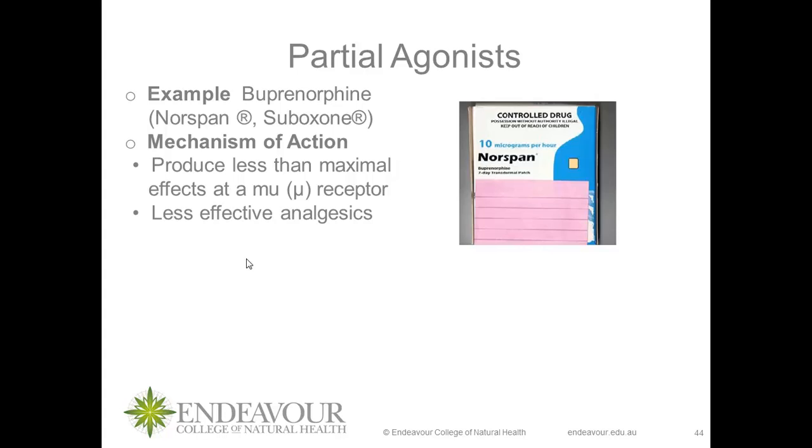There are some opioids that are only partial agonists at their particular opioid receptor. We'll consider the mu receptor, the one that is studied and understood the best. Buprenorphine is actually one of those partial agonists. Remember, it was available as the proprietary brand Norspan. So they produce a less than maximal effect at the mu receptor. This will then make them less effective as analgesics, but buprenorphine is able to then be taken transdermally, so one patch, as you can see, lasting 7 days.